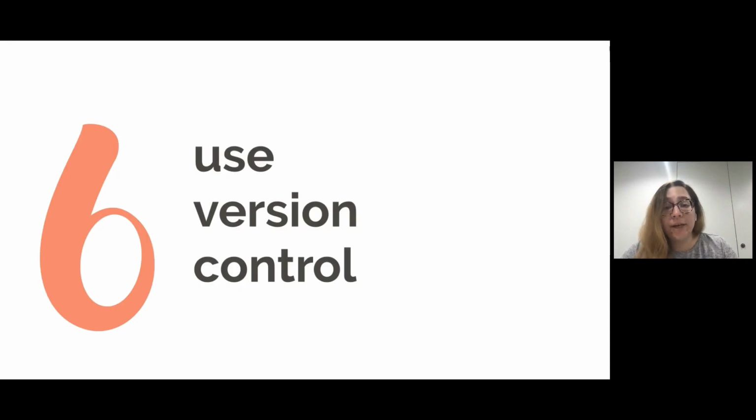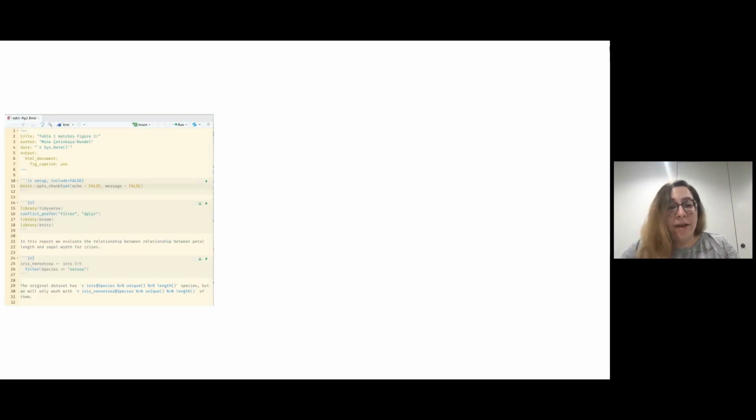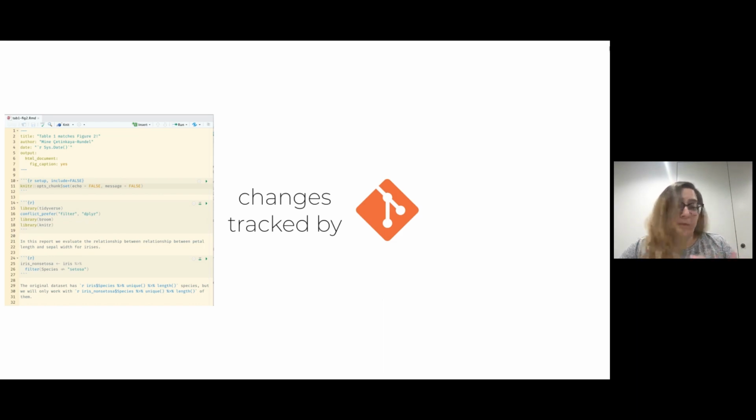Number 6, use version control. So one of the things that we're doing in our Markdown is we're putting our code and our prose in one document, but we're making changes liberally along the way. So what you want to be doing is you actually want to be tracking your changes using a version control system. And I'm going to be talking about Git here.